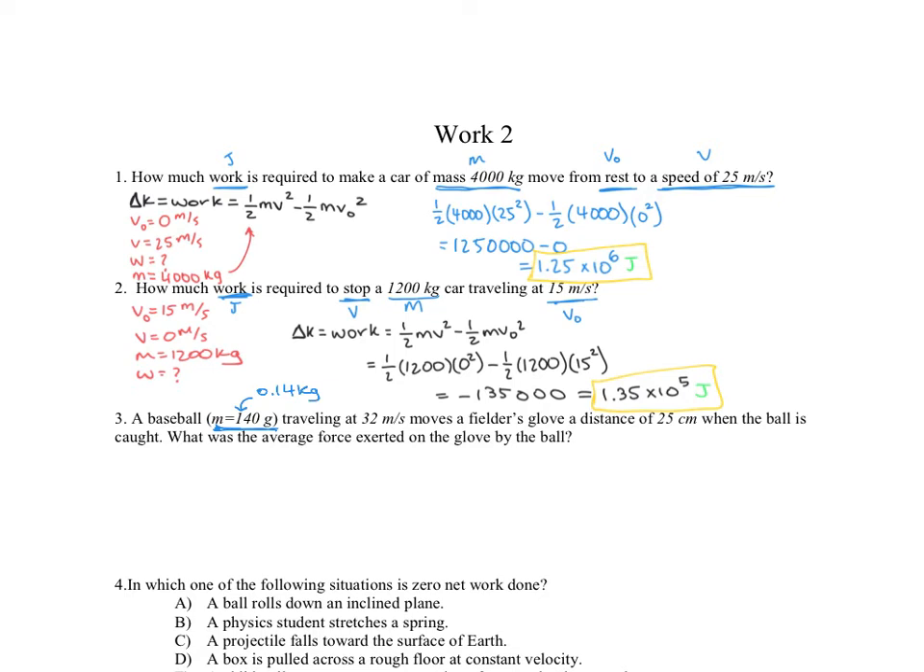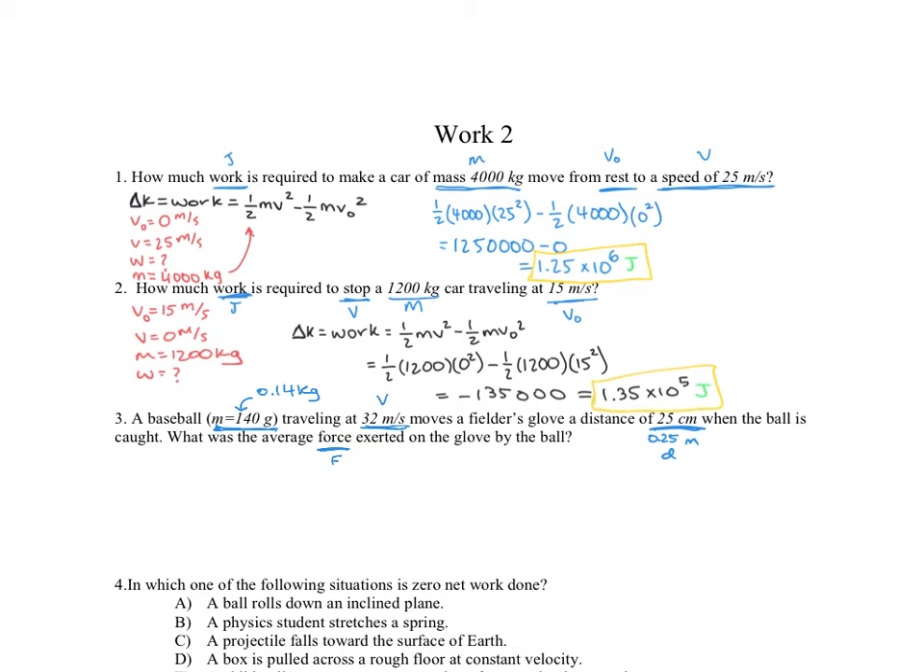So that's our mass, 0.14 kilograms, and is traveling at 32 meters per second, which is velocity, and moves a fielder's glove a distance of 25 centimeters. So this is our distance or displacement, and this is 0.25 because we're not going to use centimeters, we're going to use meters in physics. So we have to use 0.25 meters. So we're just going to convert that, and that'll be our displacement. When the ball is caught, what was the average force? So we have to find force here. We have to solve for force exerted on the glove by the ball.